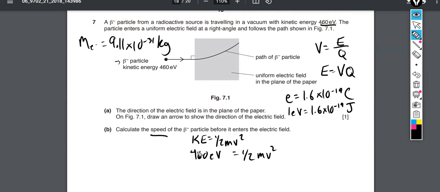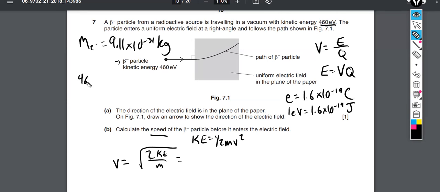All right, so 460 electron volts equals 1/2 mv squared. Let me actually clean that up a bit. Let's do it like this. Let's say that v would be twice the kinetic energy, double that, divided by the mass, square root of that. All right, so let's go ahead and convert 460 electron volts into joules. Remember that there is 1.6 by 10 to the negative 19 joules per electron volt.